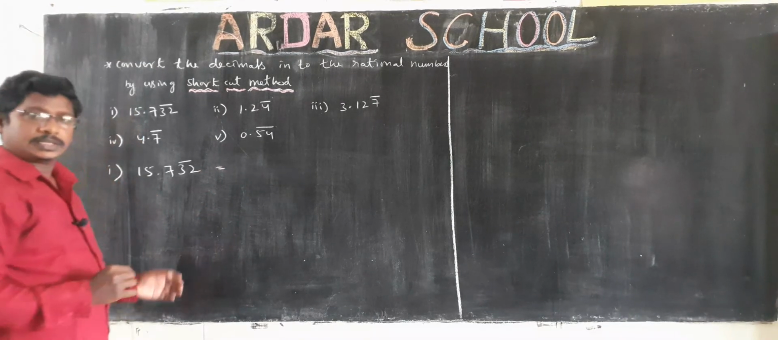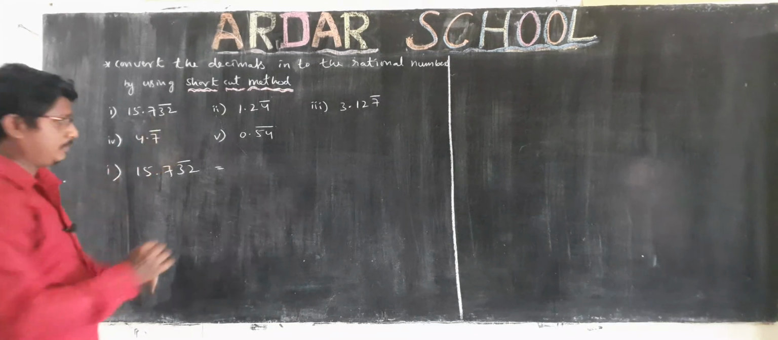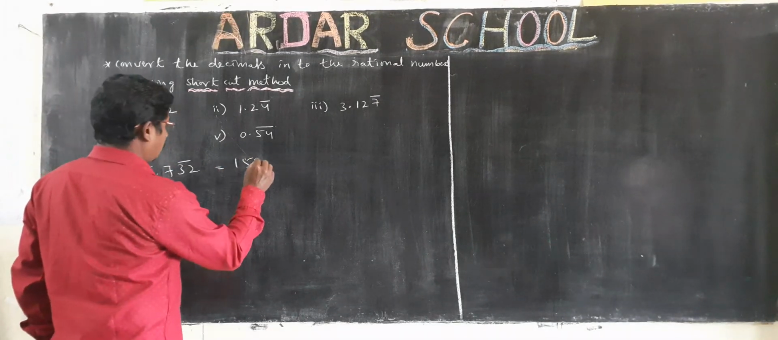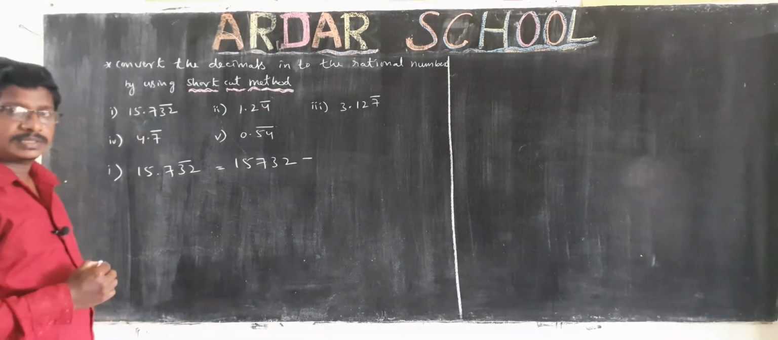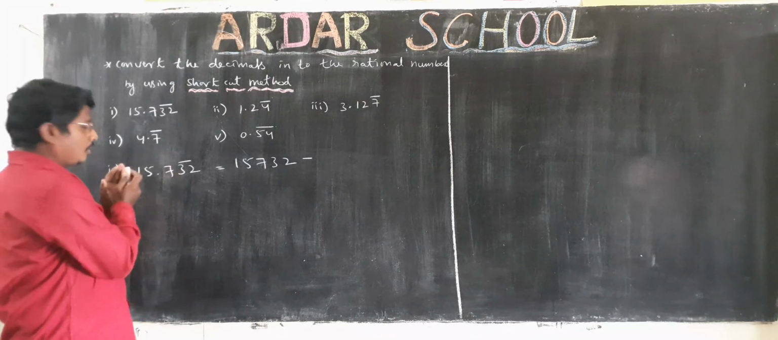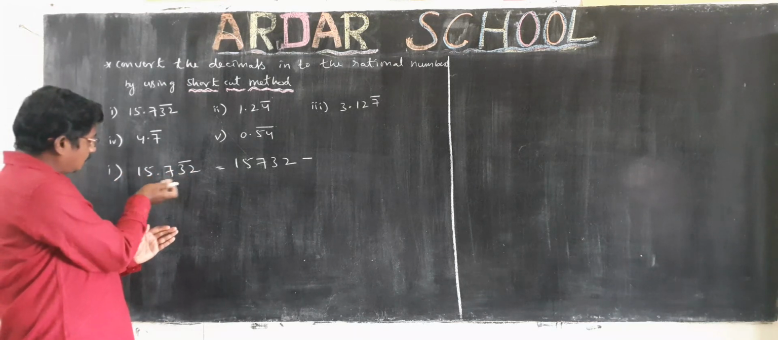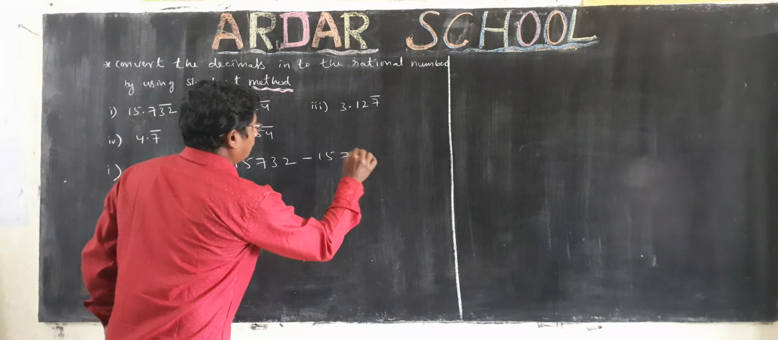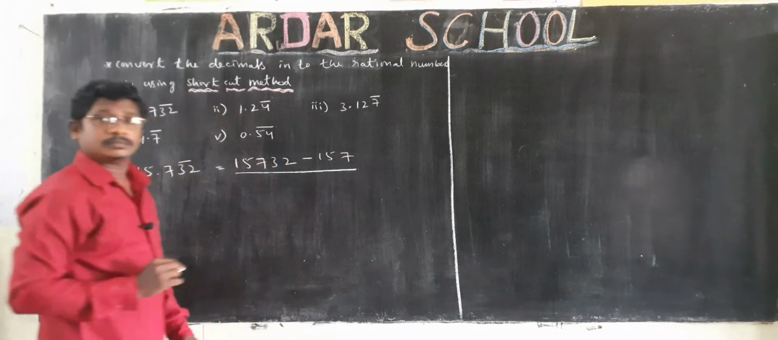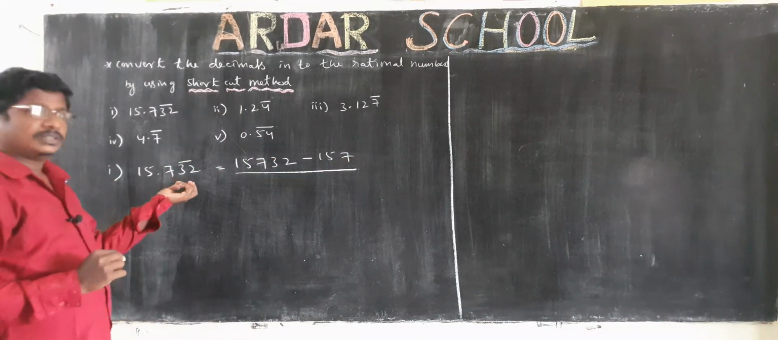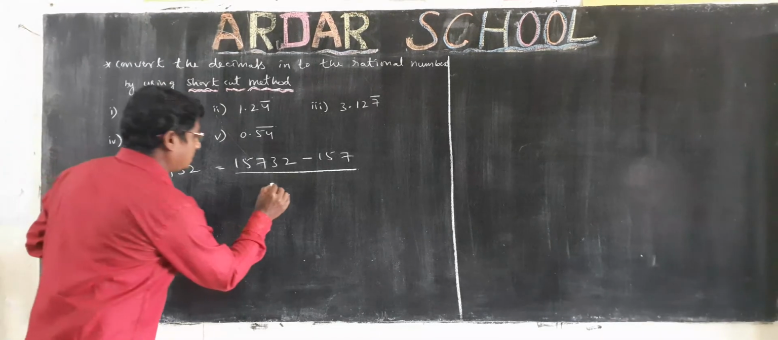First of all, you have to write the total number, removing the decimal point and bar: 15,732 minus. Then you have to write the number before the recurring part, that is 157. Now, what is the periodicity here? The periodicity of this decimal is 2. That's why we write 2 nines.